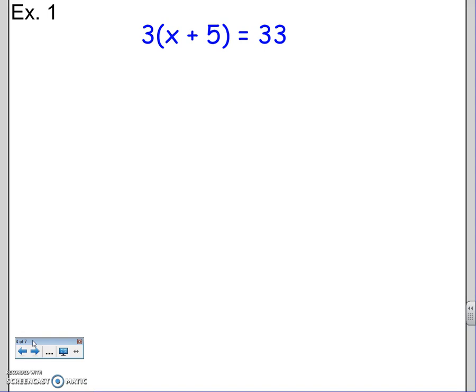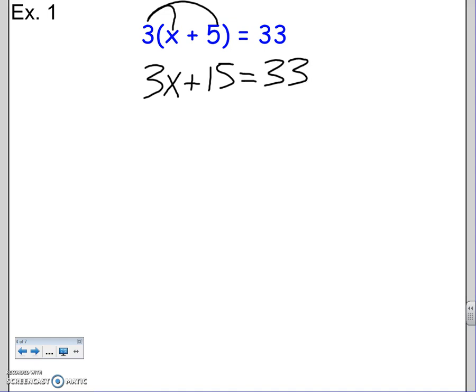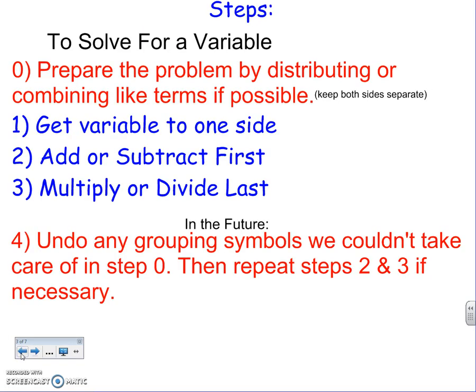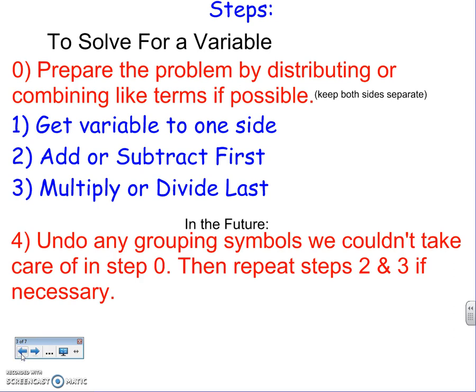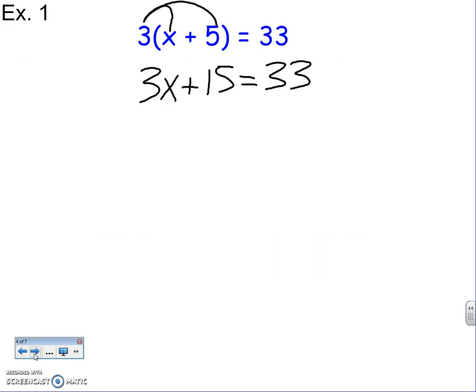So the problem, first I'm going to have to distribute the left side. So this 3 is going to multiply into x and 5. So 3 times x is 3x, 3 times 5 is positive 15, equals 33. All right. Now I'm going to do step 1, because my problem is set up. Step 1 was, look at the variable, it's on one side, it started on the left side, so we can skip that. Step 2 is add or subtract first, so I need to move that 15. I should not be moving that 33. When you change sides, you do the opposite operation. So I'm going to subtract 15 from both sides.